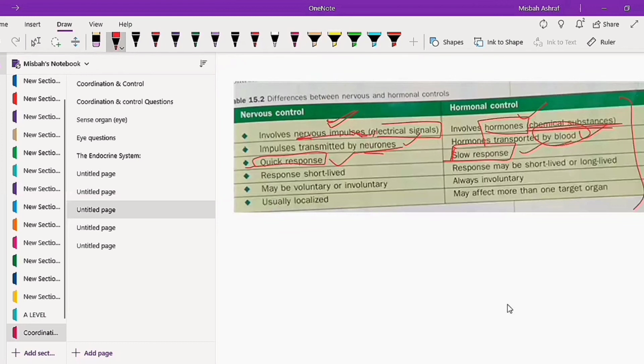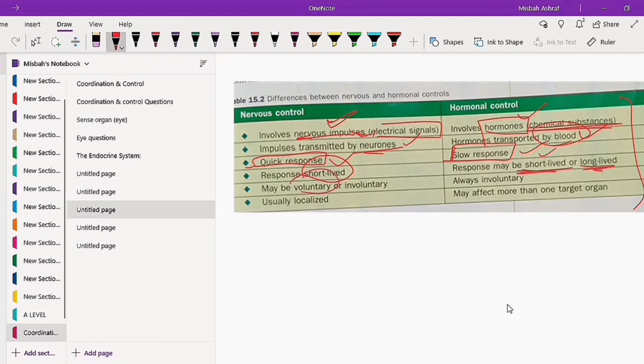Right? You need to write this according to your marks in the mark scheme. If it's for 3, write down 3 points. If it's for 4, write down 4, 5 and so on. Like, the response is short-lived, like moving your hand away from a hot object, and this may be short, and it may be long-lived, as we have discussed in thyroxine, right? And as we have discussed in the adrenaline, it's short-lived.